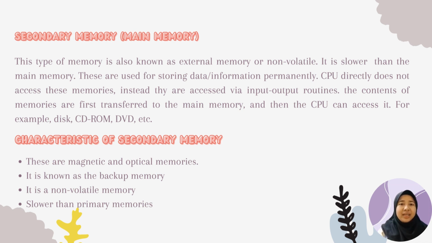These are the characteristics of the secondary memory. Number one is that these are magnetic and optical memories. Number two is that it is known as the backup memory. Number three is that it is a non-volatile memory. And number four is that it is slower than primary memory.